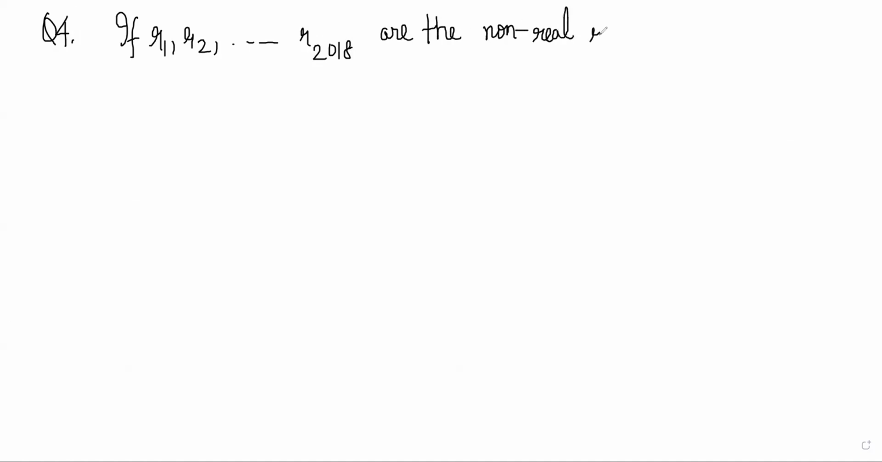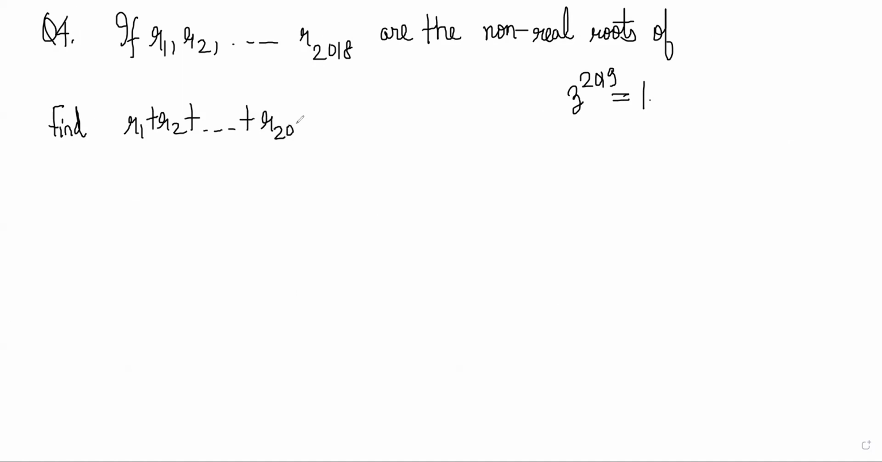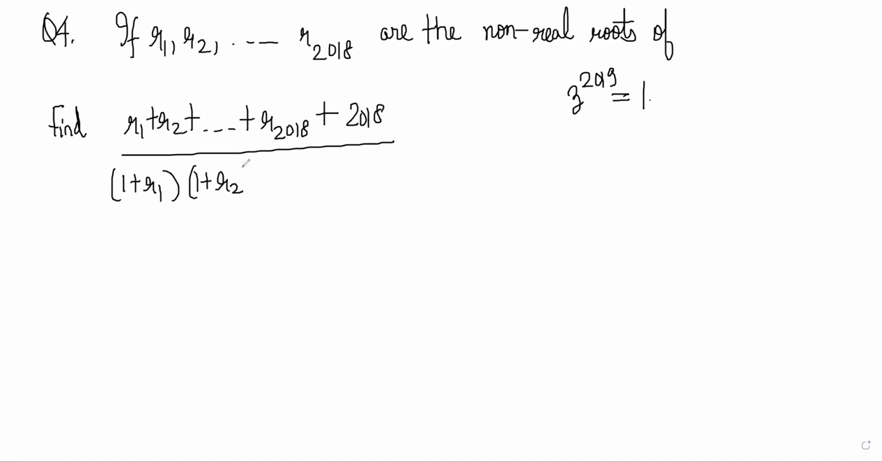Question number 4 talks about if R1, R2, up to R2018 are the non-real roots of z to the power 2019 equals 1, then we have to find the value of R1 plus R2 plus up to R2018, plus 2018, whole divided by the product of 1 plus R1, 1 plus R2, till 1 plus R2018. This is a straightforward problem.